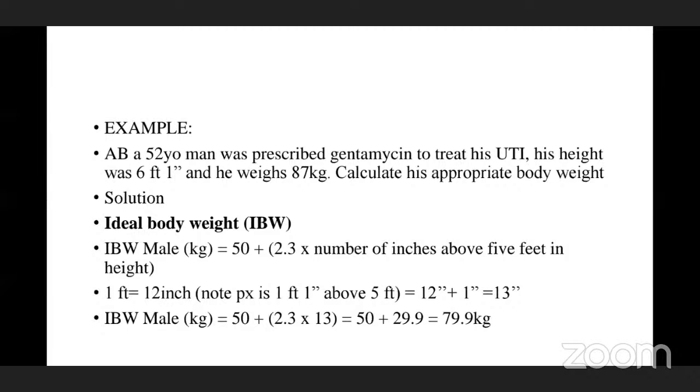And for a man, for example, AB is a 52-year-old man prescribed gentamicin to treat his urinary tract infection. His height was 6 feet 1 inch and he weighs 87 kg. Calculating the ideal body weight.